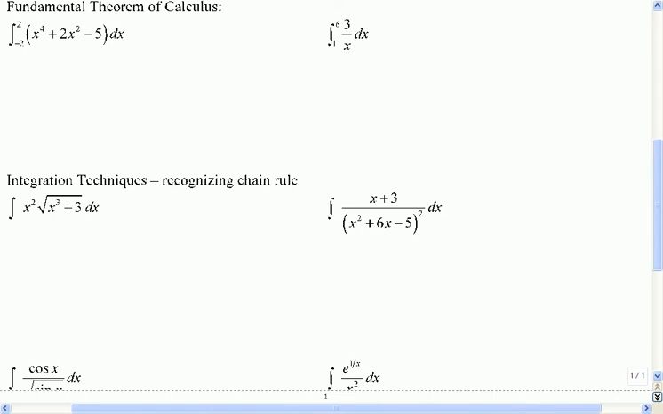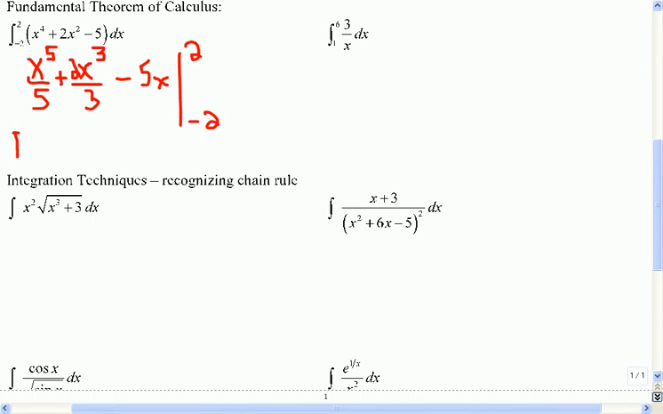With the fundamental theorem of calculus, you should be able to evaluate these. It's the same as doing your antiderivatives, only now you're evaluating it at these points. If it's hard to read, the bounds here are -2 to 2. So this would simply be a power rule, x to the 5th over 5 plus 2x cubed over 3 minus 5x from -2 to 2. The way you evaluate it is you look at the antiderivative at 2, take away the antiderivative at -2.